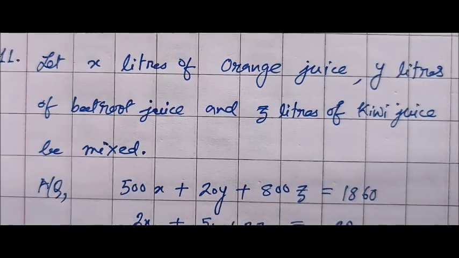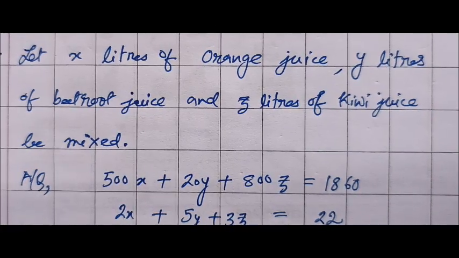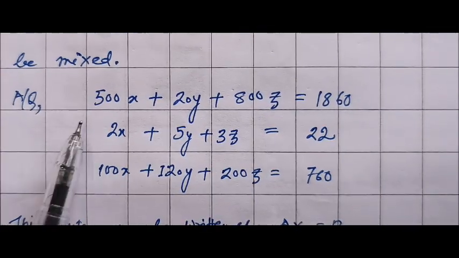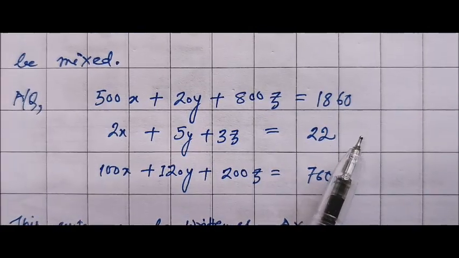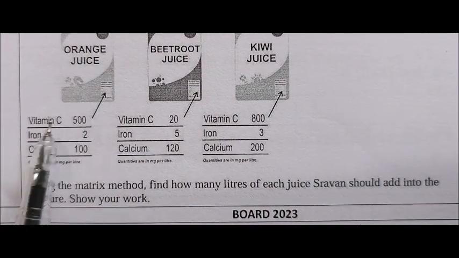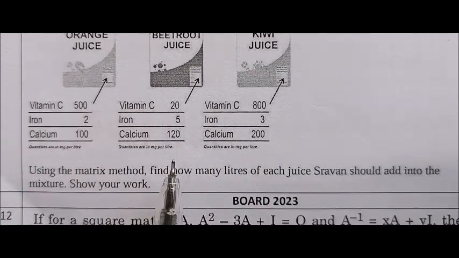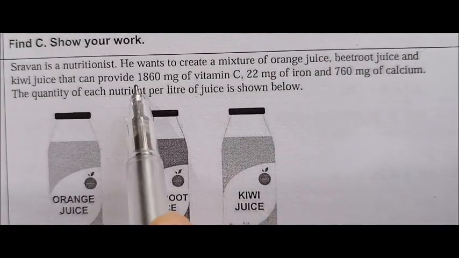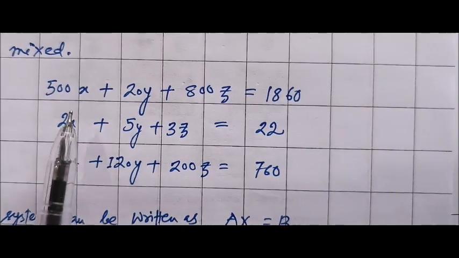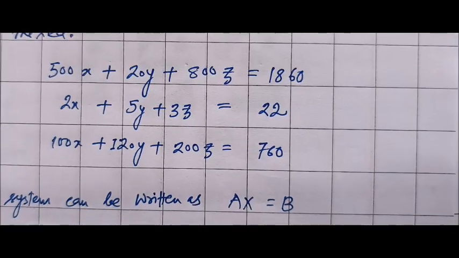Since it is a 5-mark question, our beginning is: let X liters of orange juice, Y liters of beetroot juice and Z liters of kiwi juice be mixed. So, according to the question, we get these 3 equations. And how did these 3 equations come? See in the question, 500 of orange juice vitamin C, 20 beetroot juice and 800 in kiwi juice, and that can provide, at the top it is given, 1860 mg of vitamin C. So, we get the first equation, this one is for vitamin C, this is for iron and this is for calcium. So, now we have to use matrix method.